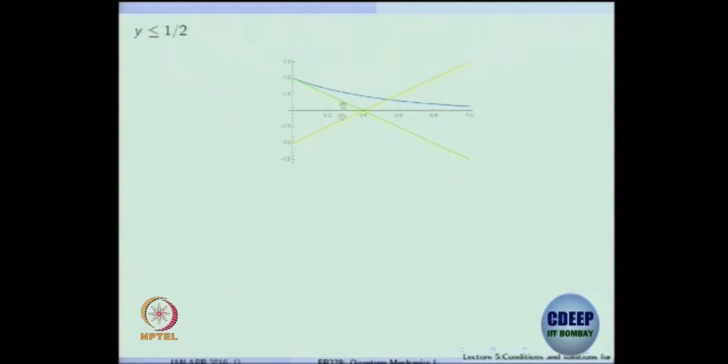Should we plot and check? I have tried to plot it in Mathematica for you. Which curve is what? The blue color line is what?